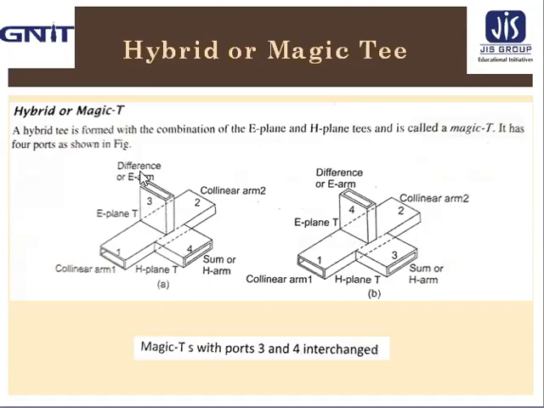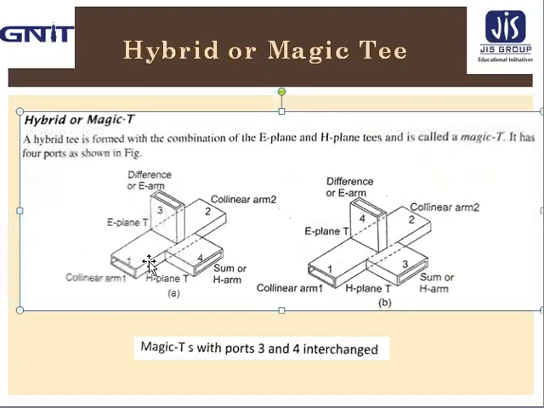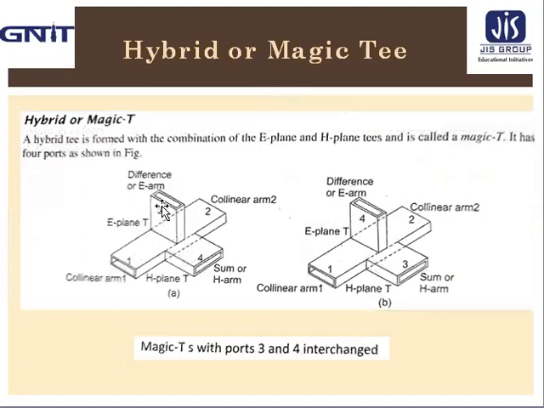Hence, port 3 is called the difference arm or E arm, and port 4 is the sum or H arm. If a wave is incident at port 3, that is on the E arm, it divides equally between port 1 and port 2, but in opposite phase, with no coupling at port 4, that is the H arm.